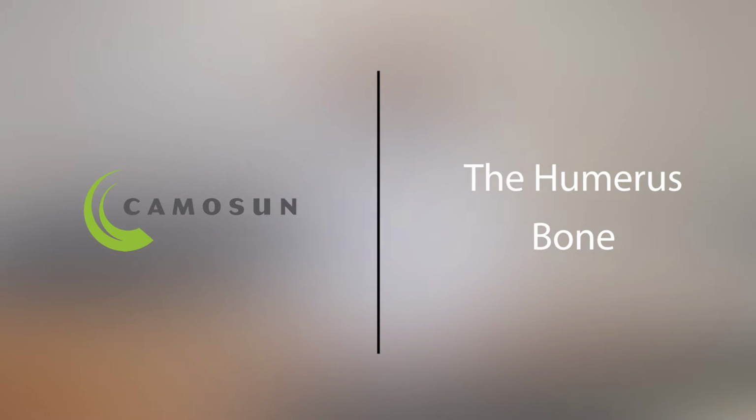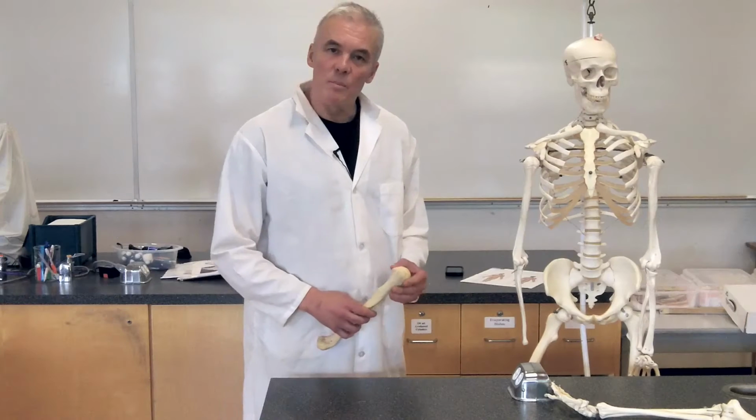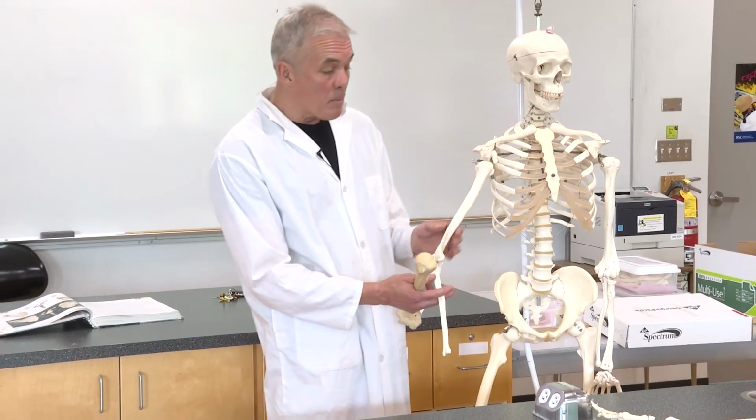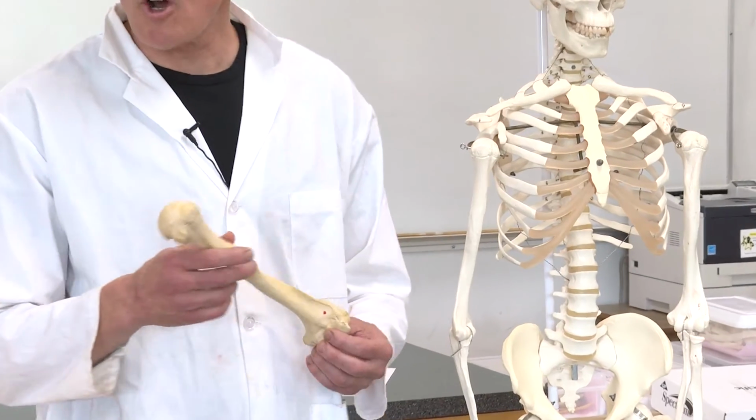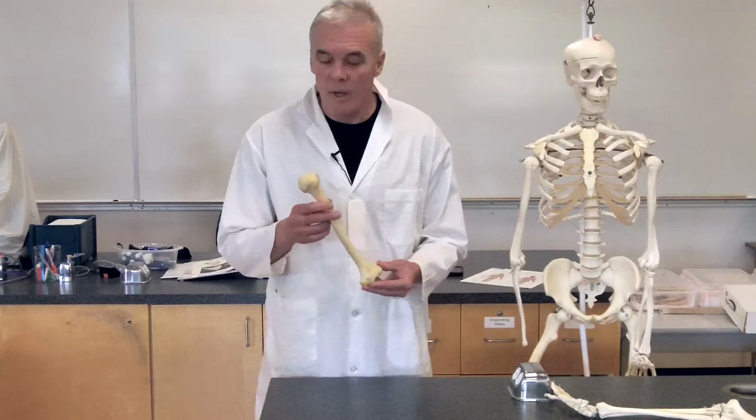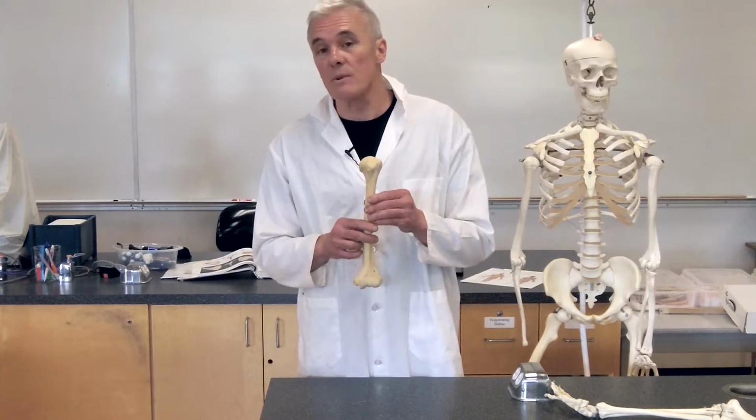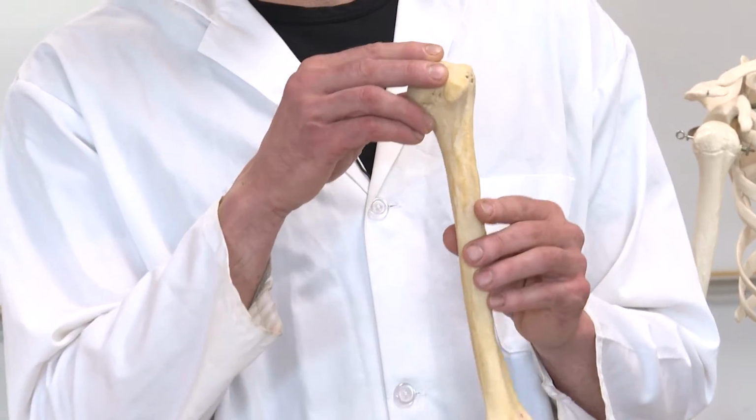This is a review of the humerus bone. The humerus bone, of course, makes up the upper portion of the upper limb. There are many anatomical structures on the humerus bone. So let's start with the most proximal structure, and that is the head of the humerus.